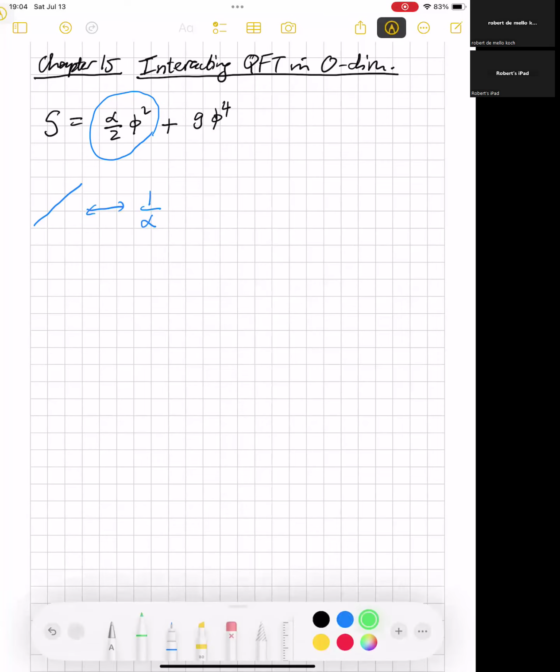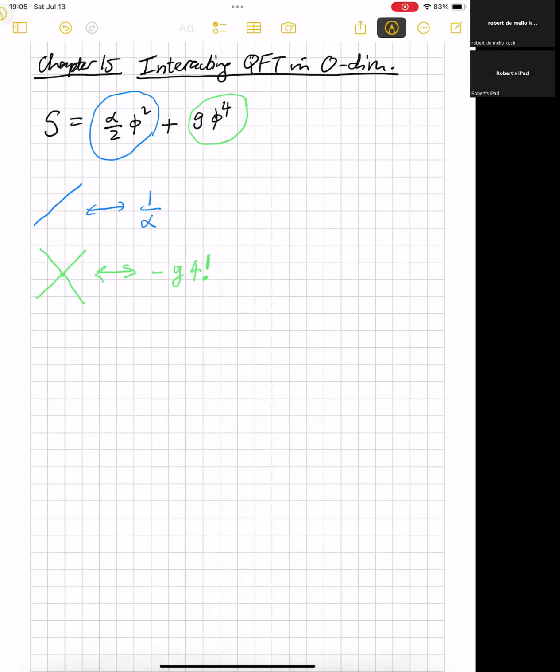And then when we look at this vertex, this g phi to the 4, what did this give us? Well, this told us that there were vertices that have 4 legs, so that's what the vertex looks like. And this gave us a rule. It gave us minus g times by 4 factorial. Okay? So let's just discuss where this rule actually came from. So remember, the integral that we're calculating looks something like this.